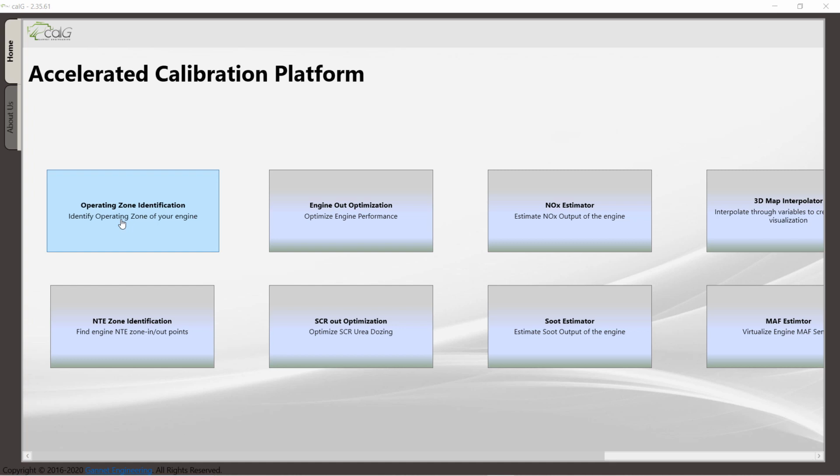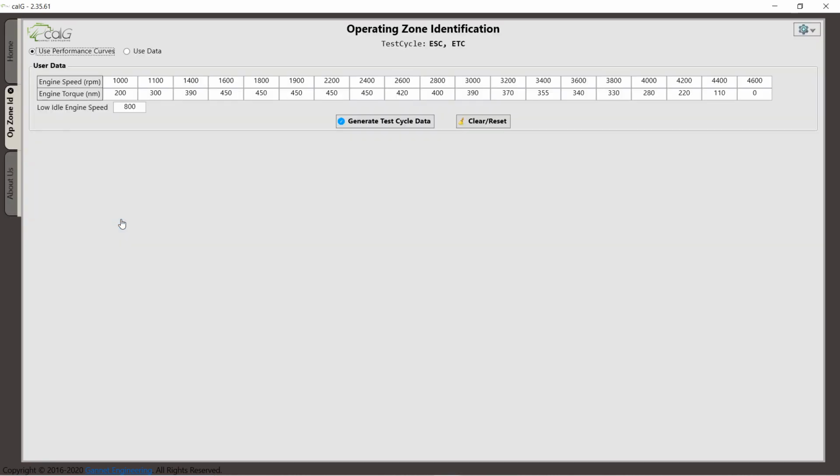Operating zone identification feature in CalG. This operating zone identification feature provides you insights into the data. Let me show in detail. Operating zone identification has two options: one is to use performance curves of the engine, and the other is to use engine data.